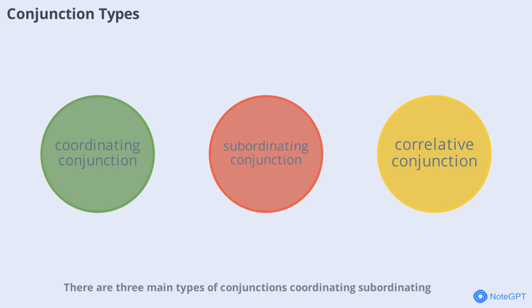There are three main types of conjunctions: coordinating, subordinating, and correlative. Coordinating conjunctions like and, or, but join equal parts. Subordinating conjunctions like because or although join dependent and independent clauses. Correlative conjunctions work in pairs like either, or. Each type helps you connect ideas in different ways.